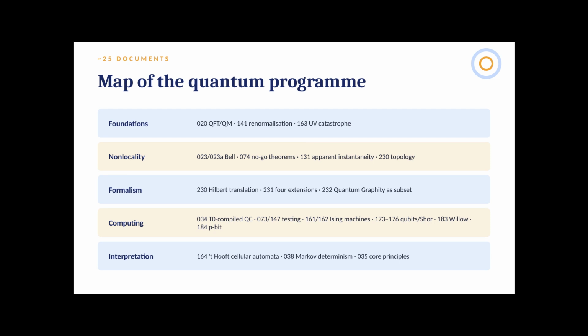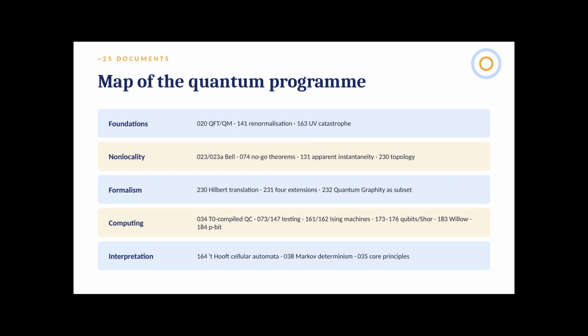Slide 34. Let me give you the lay of the land, about 25 documents, in 5 clusters. Foundations, quantum field theory and quantum mechanics, renormalization, the ultraviolet catastrophe. Non-locality, Bell, the no-go theorems, that apparent instantaneity, and the topology that explains it.